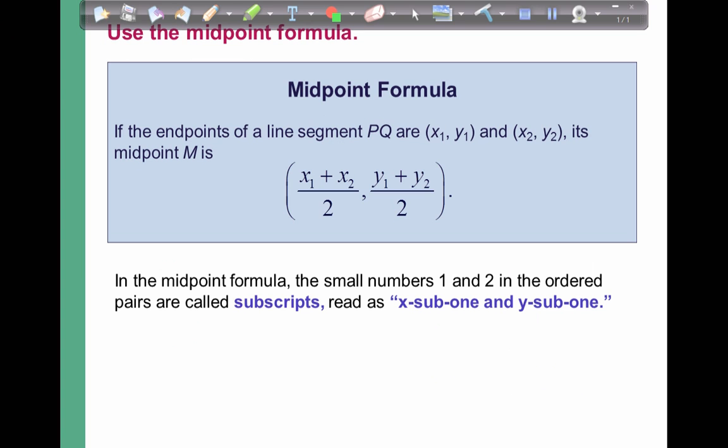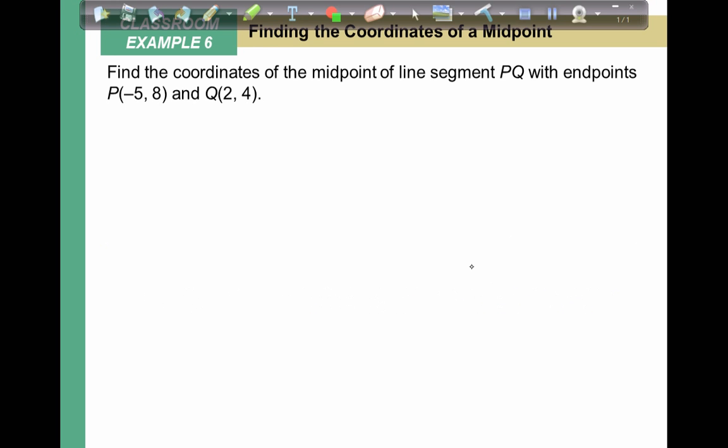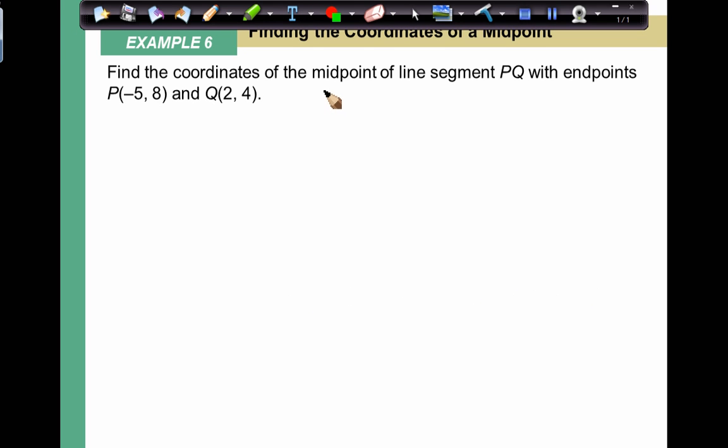Okay, midpoint formula. If the endpoints of a line segment PQ are x1, y1, and x2, y2, its midpoint is this formula. Now, I want you to remember this, write this down. It will pop up again later. Let's use this formula to find the midpoint of these 2 points. So remember, it was x1 plus x2 over 2, comma, y1 plus y2 over 2.